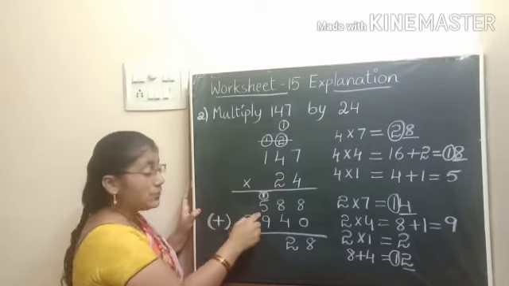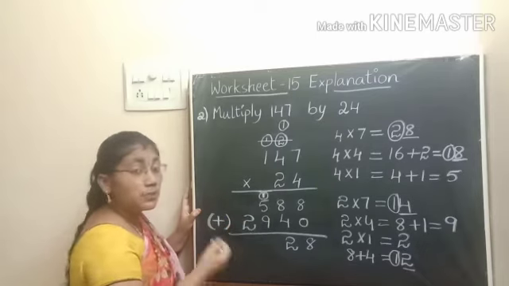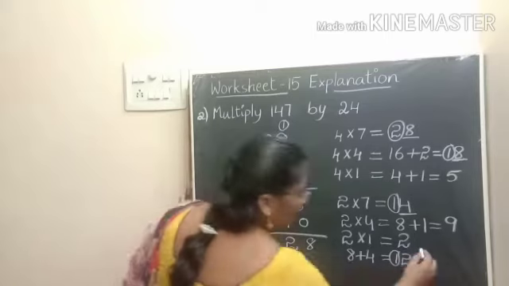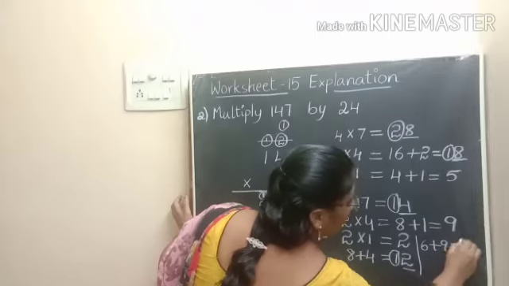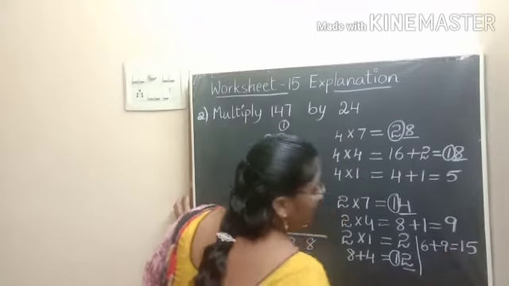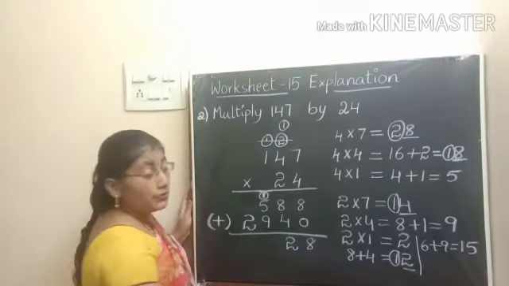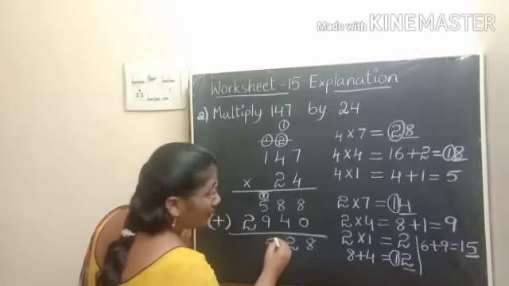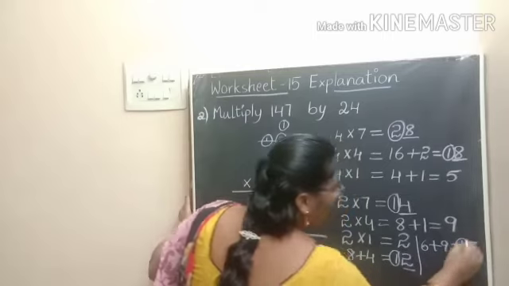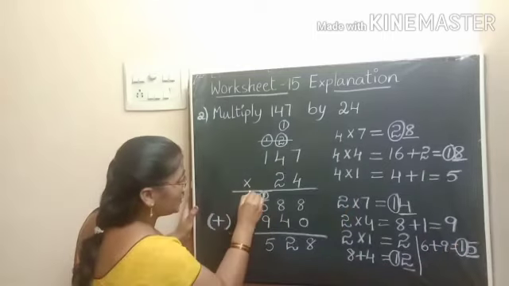6 plus 9. I am writing here 6 plus 9. 15. How much is it? 15. We should write 5 as the result, and we should take 1 as carry in the next place.